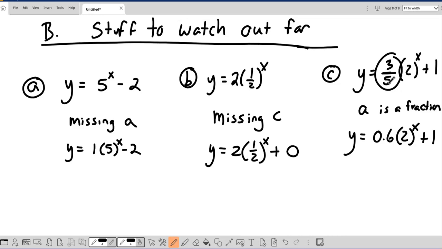Okay? So, if you don't have an A value, it's a 1. If you don't have a C value, it's a 0. If your A value is a fraction, change it to a decimal. That'll make things a little easier for the graphing process. But those are the only weird things to watch out for. Beyond that, I think we'll go ahead and call it a day.